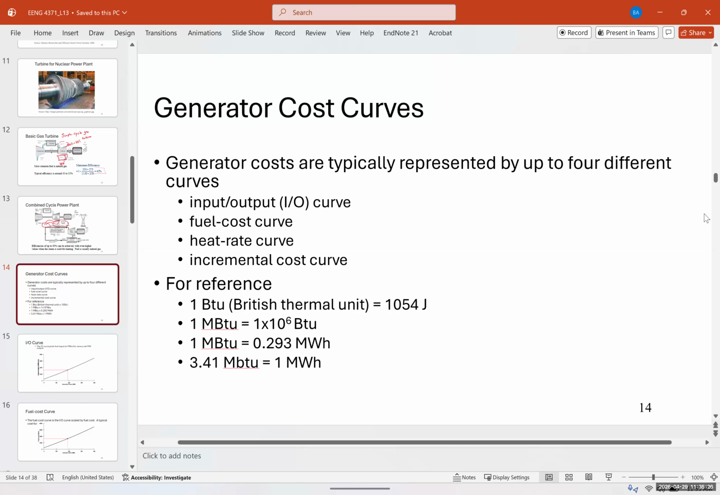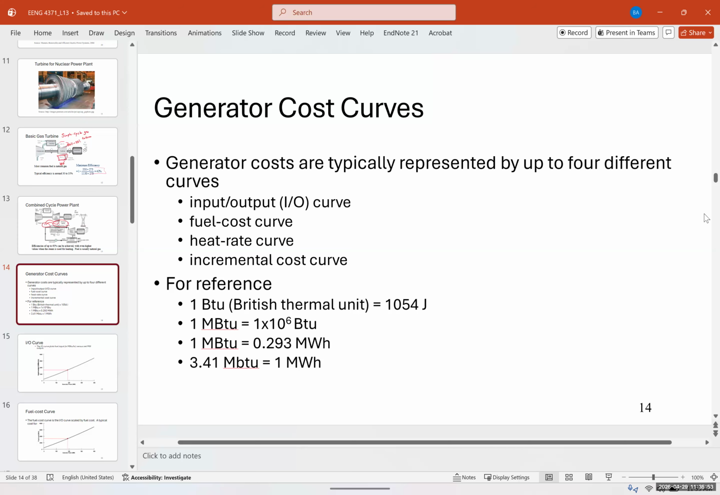First, the input-output curve, or I/O curve. This plots the fuel input, the MBTU per hour, which is the heat generated per hour, versus the net megawatt output. It tells you how much fuel you need to burn to produce a given amount of power.